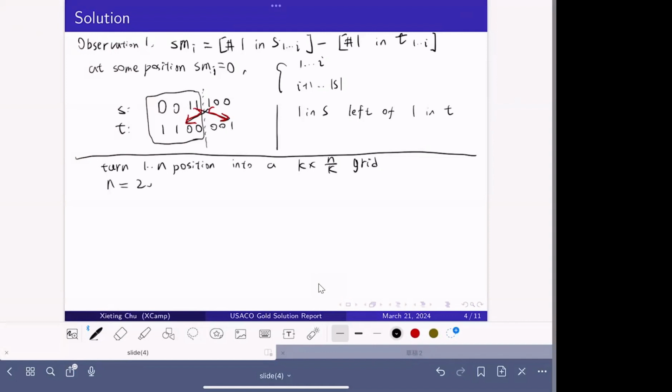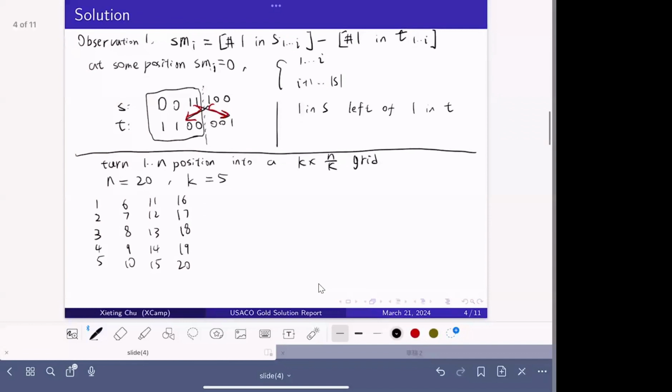For example, if n is equal to 20 and k is equal to 5, then we can arrange the positions 1, 2, 3, 4, 5, 6, 7, 8, 9, 10, 11, 12, up to 15 and so on in the grid. Let's mark each position of a one in S as red, for example, this and this. And then we mark all the positions in T as yellow, for example, this and this.